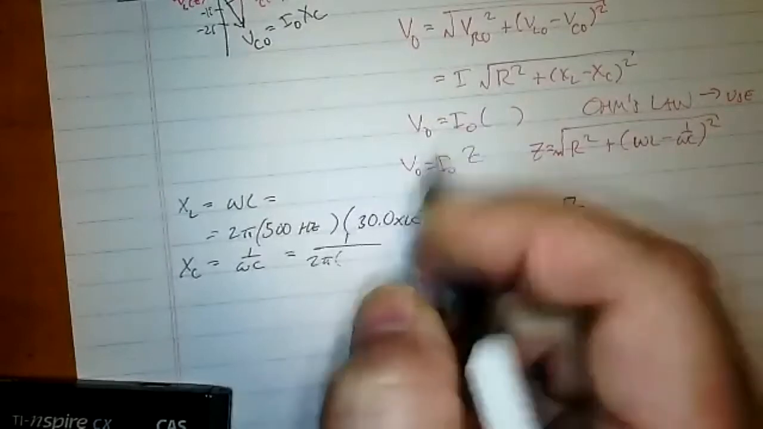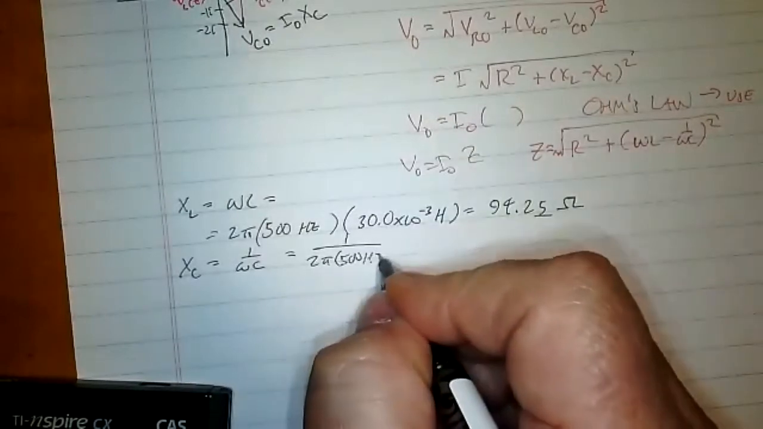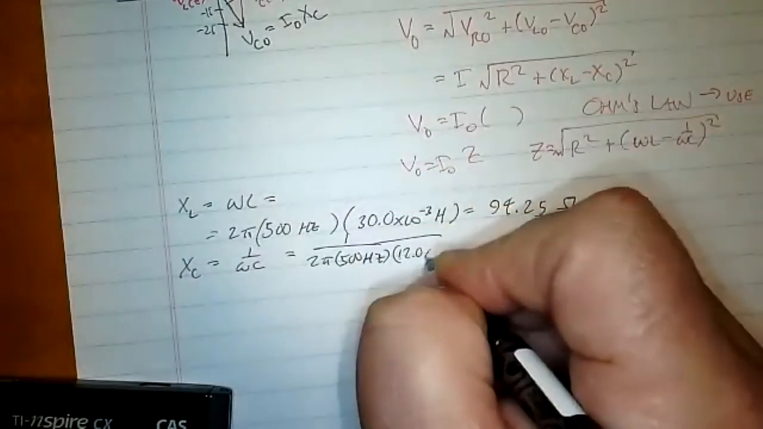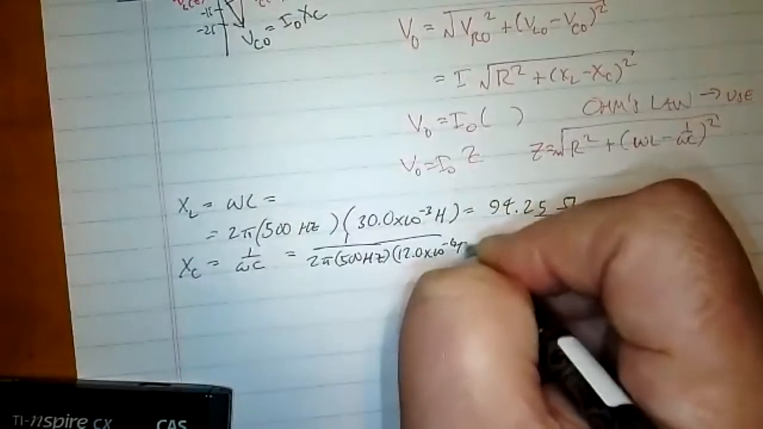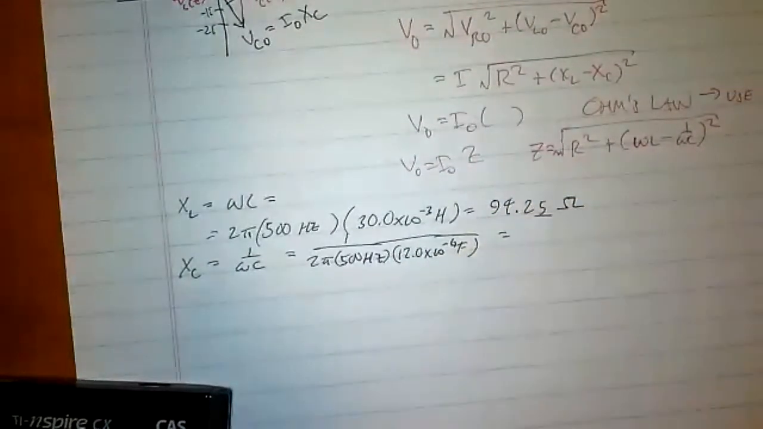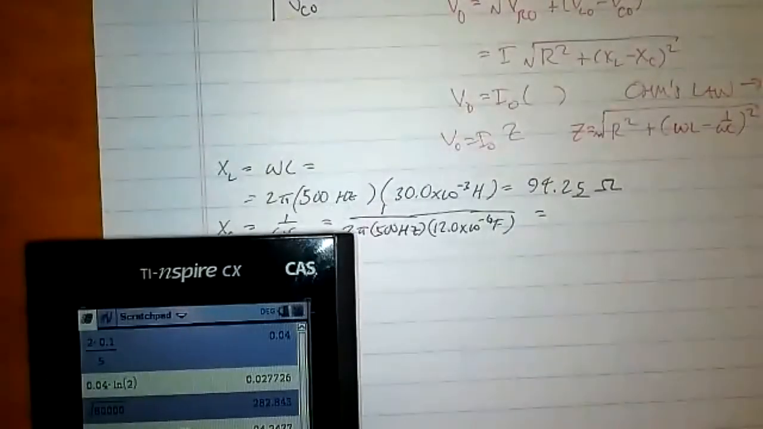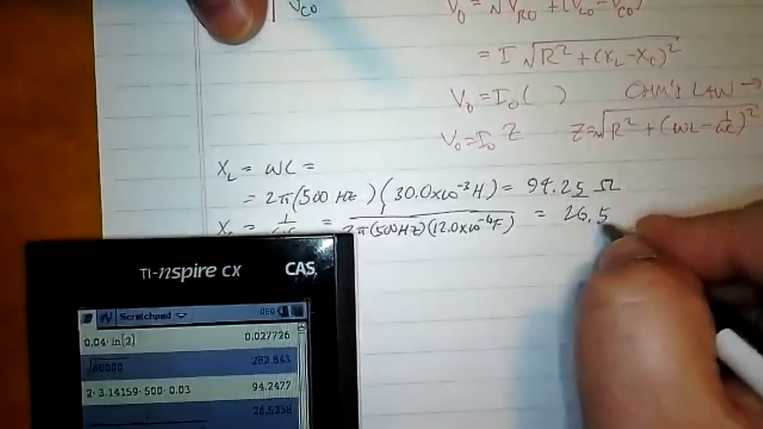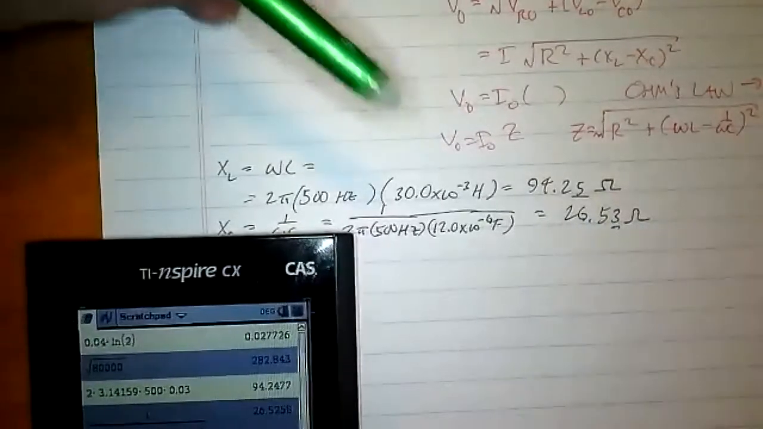Now I'm going to do XC, which equals 1 over omega C, which is 1 over 2 pi times 500 hertz times the capacitance, which was 12.0 times 10 to the negative 6 farads. So I'm going to do 1 divided by parentheses 2 times 3.14159 times 500 times 12 e to the negative 6. And that gives me 26.53 ohms, again, carrying 1 extra sig fig.